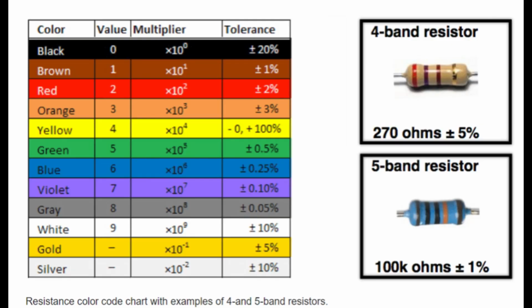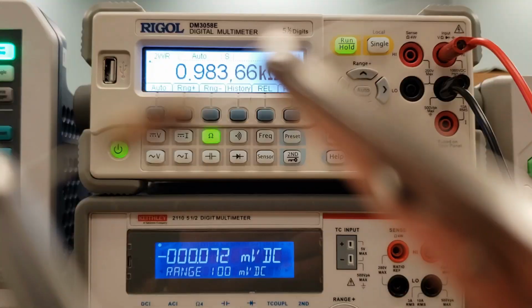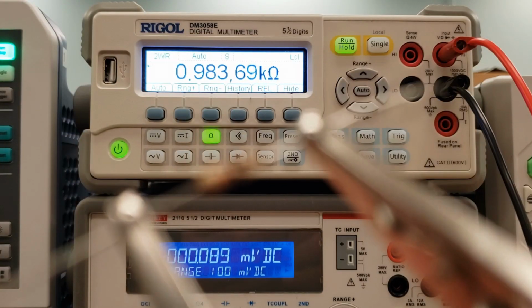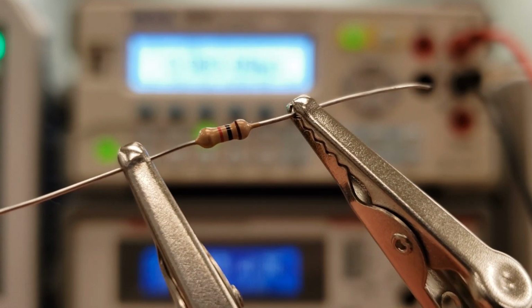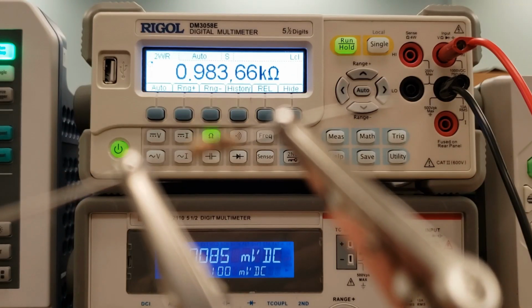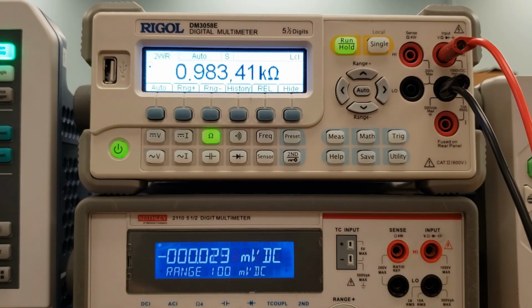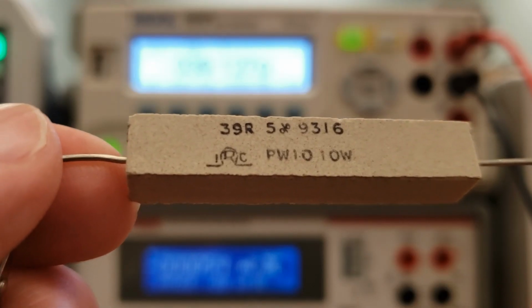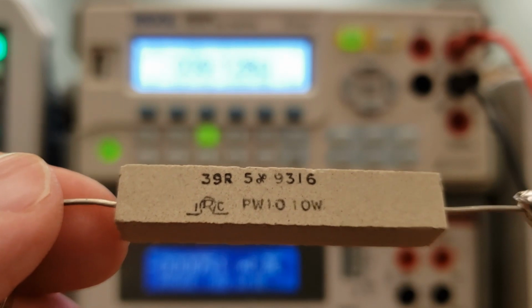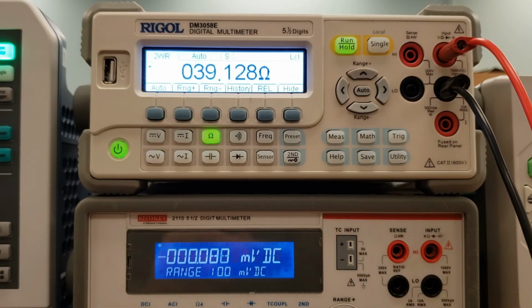The meter can also measure resistors, and here I have a 1K resistor, and you'll notice it's not exactly 1K in the meter because it's plus or minus 5% tolerance. And then I'm going to switch over to a very low resistance value, 39 ohms, and let's have a look at what the meter is showing us. 39 ohms.